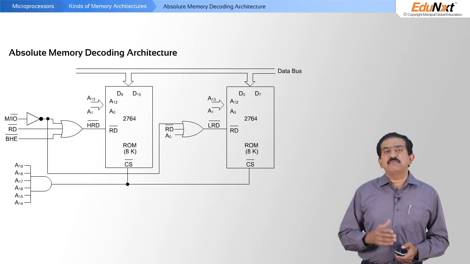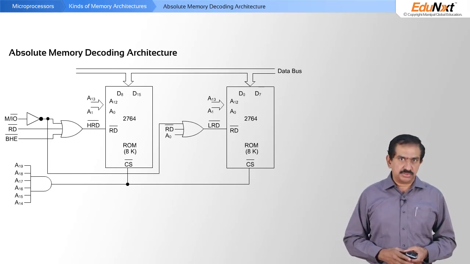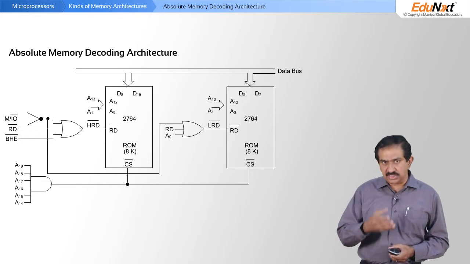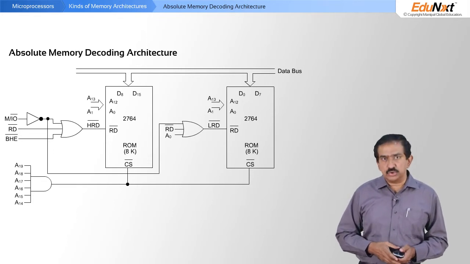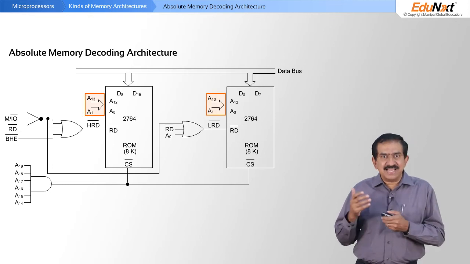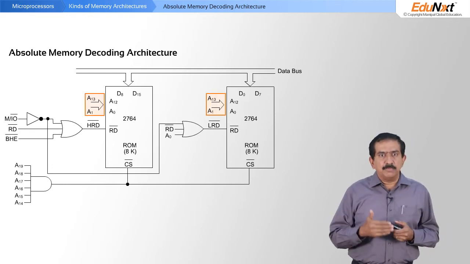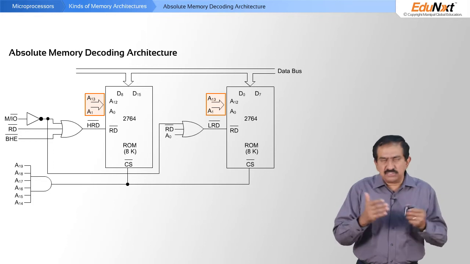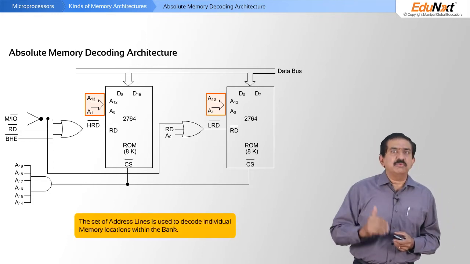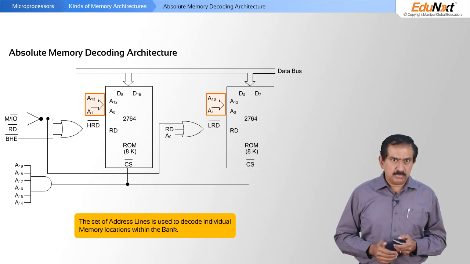Now let's look at a few common memory architectures. The first one is called absolute memory decoding architecture, and the diagram explains this architecture to you. What happens here is the set of address lines A1 onwards up to A13 or A12, depending on the size of the memory, is used to decode individual memory locations within the bank.